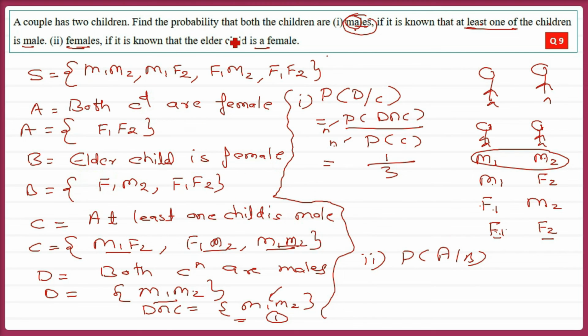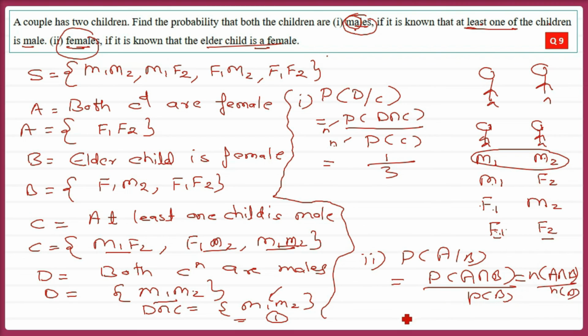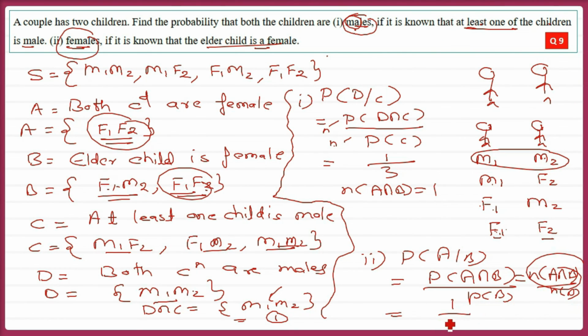Now coming to the second one, which is the probability of A by B. If we know that the elder child is female, find the probability that both are females. You have made the set like this. So P(A|B) is P(A intersection B) divided by P(B), that is N(A intersection B) divided by N(B). What is N(A intersection B)? Take A and B, find the common elements. F1, F2 is the only common element. So N(A intersection B) is 1. What is N(B)? How many elements are there in B? F1 M2 and F1 F2. That is 2. So we have 1 divided by 2. That's your final result: 1 by 3 and 1 by 2.